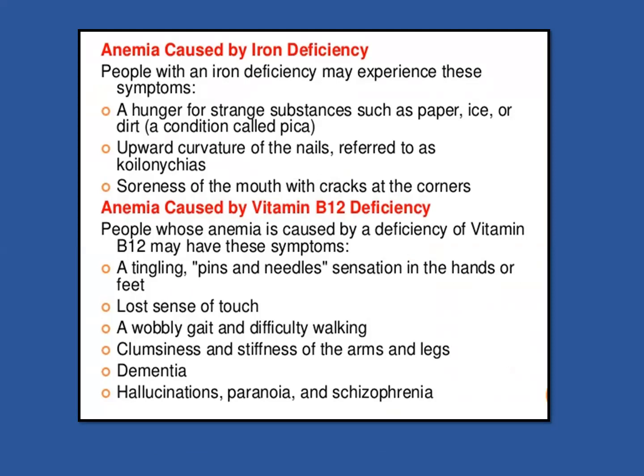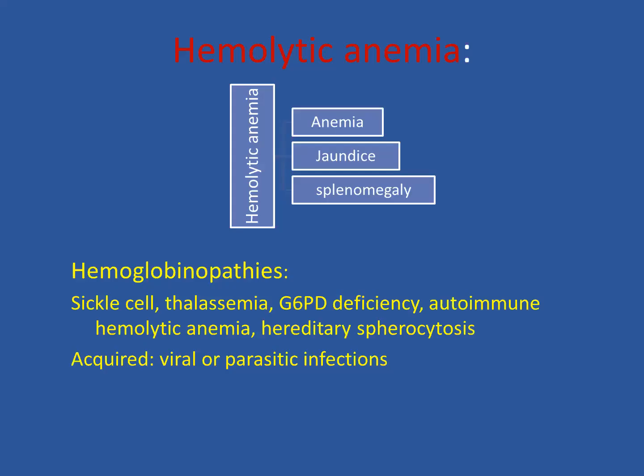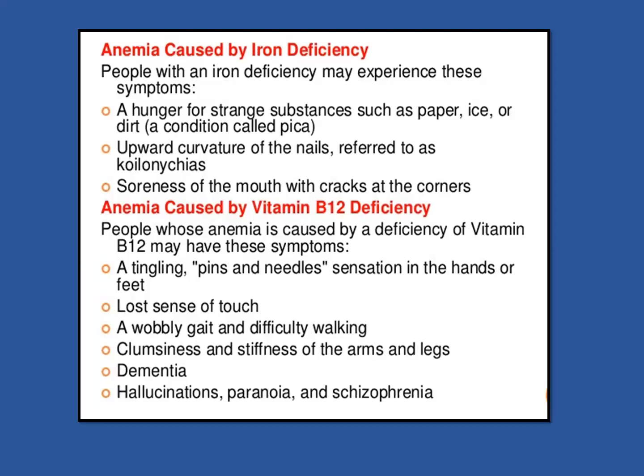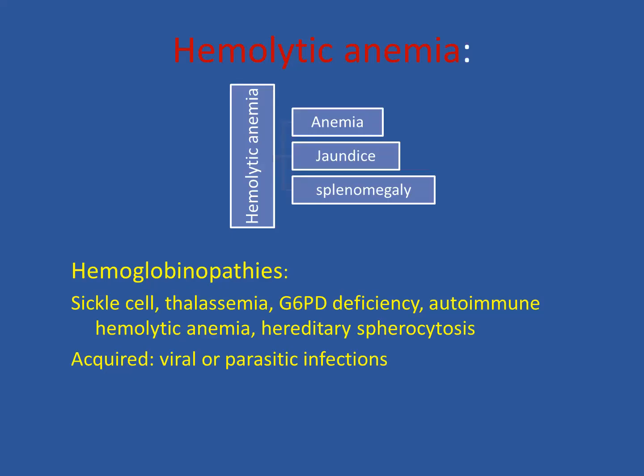If it's due to B12 deficiency, a very, very important thing, there'll be neurological symptoms: tingling, pins and needles, lost sense of touch, a wobbly gait, clumsiness. With any neurological symptoms with anemia, you definitely have to rule out B12 deficiency. Okay. And then there's a big chunk of hemolytic anemia. It's a very, very big chapter, so I'll just give you an overview.